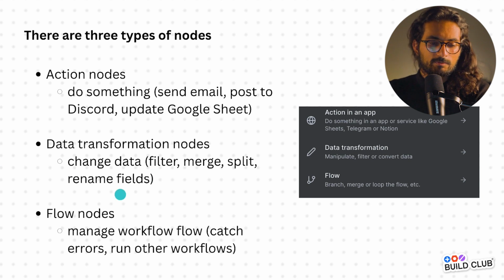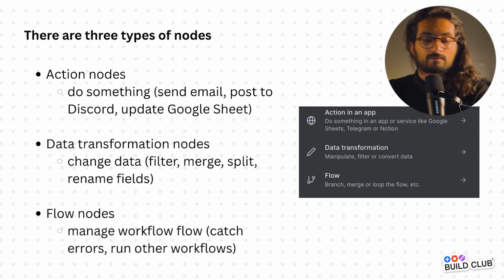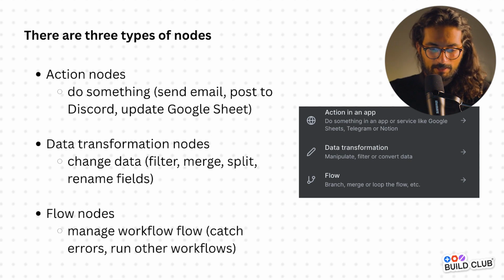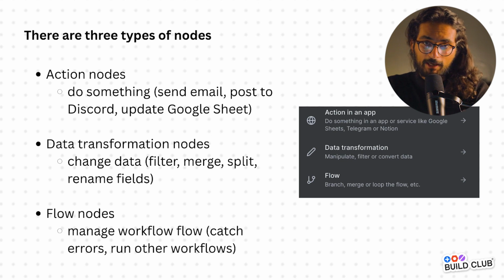flow nodes. So a data transformation node basically allows you to filter, merge, split, and rename fields. They're basically how you can convert the data into a different form factor. Flow nodes are basically how you change the workflow for different things.